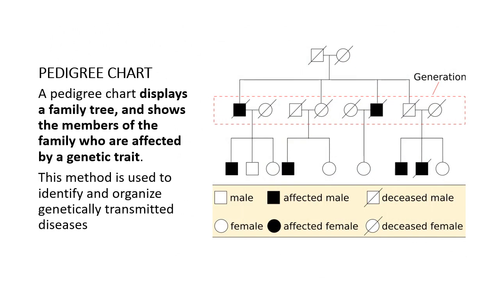Another way to show the genetic cross is through a pedigree chart. A pedigree chart displays a family tree and shows the members of the family who are affected by the genetic trait. This method is used to identify and organize genetically transmitted diseases.